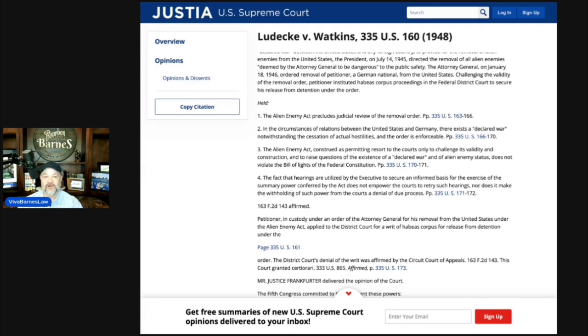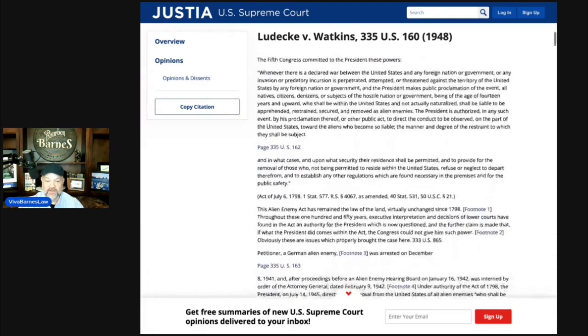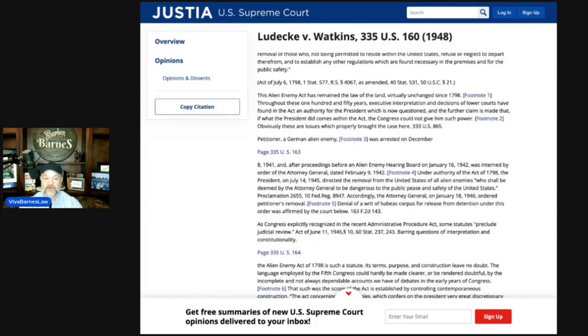So once again, they affirmed and approved the removal by the president, on his own non-reviewable decision that the person was subject to removal based on the rules established by Congress. Justice Frankfurter said there was no role for the court system beyond that which was already afforded under the congressional law. The Alien Enemy Act has remained virtually unchanged since 1798. Executive interpretation and decisions of lower courts have found the act an authority for the president. And they say that it's now being questioned, but there is no such right to question it. Congress could give him that power.